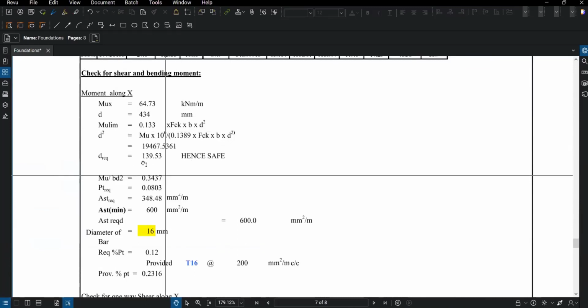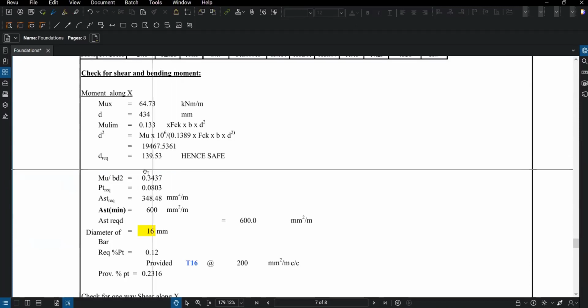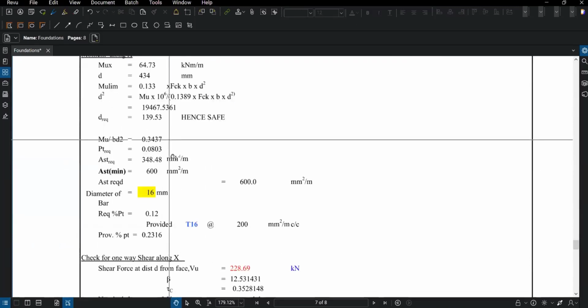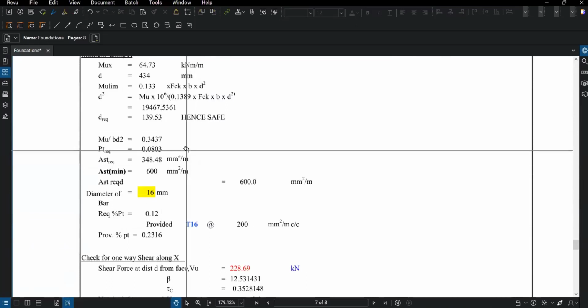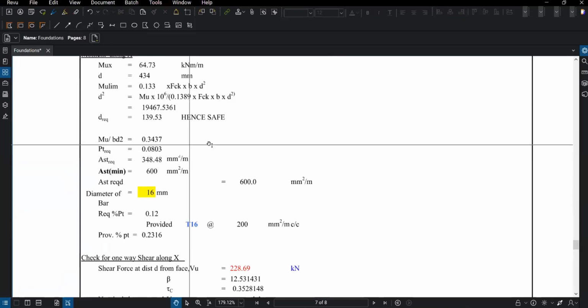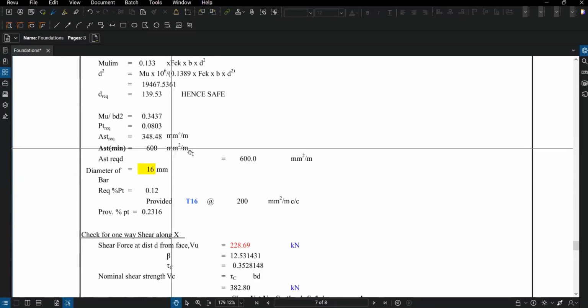One needs to check for a limiting moment, from that a minimum depth requirement, and check for what is the effective depth that one has considered for the iteration and whether it is safe or not. And then one needs to calculate the MU/BD square factor, from which you can either put into the formula or look back into SP16 charts for arriving at percentage of steel required, and from that you can derive this steel requirement.